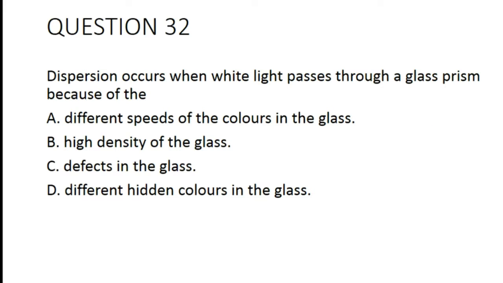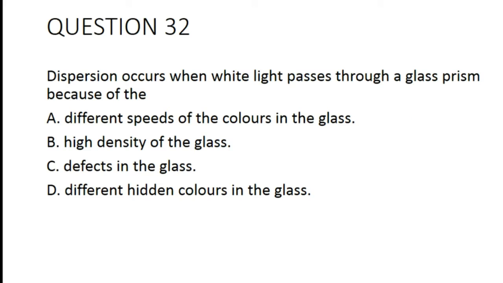32. Dispersion occurs when white light passes through a glass prism because of the A. Different speed of the colors in the glass. B. High density of the glass. C. Defects in the glass. D. Different hidden colors in the glass. The correct option here is option A. Different speed of colors in the glass.